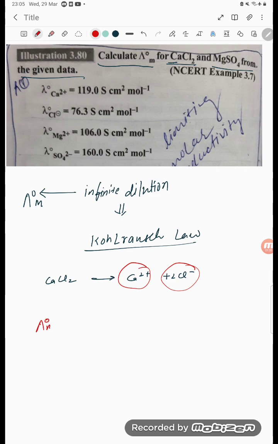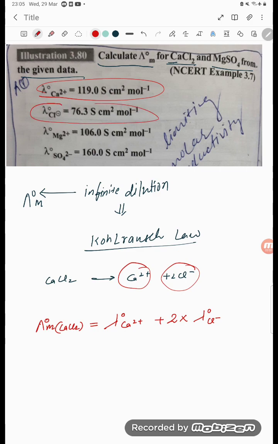So lambda m naught of CaCl2, what is it going to be? That is lambda m naught of calcium 2 plus ion, and 2 times lambda m naught of Cl minus ion, because 2 Cl are there. Now what we have to do is plug in the values of the calcium 2 plus ion and the chloride ion. So lambda calcium is 119 plus 2 into Cl, 76.3.